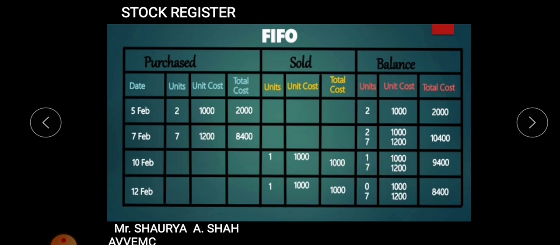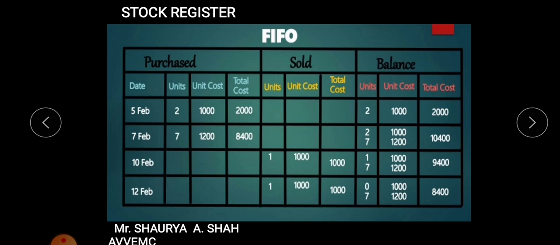It remains the same. Next I have again sold 1 on 12th of February, 1000. Why 1000? Because I am having the earlier 1000, that is first in, first out. So I'll take out it first. Remaining 7 I am having at a price of 1200, right? So what comes first? You need to understand 3 simple steps, students.